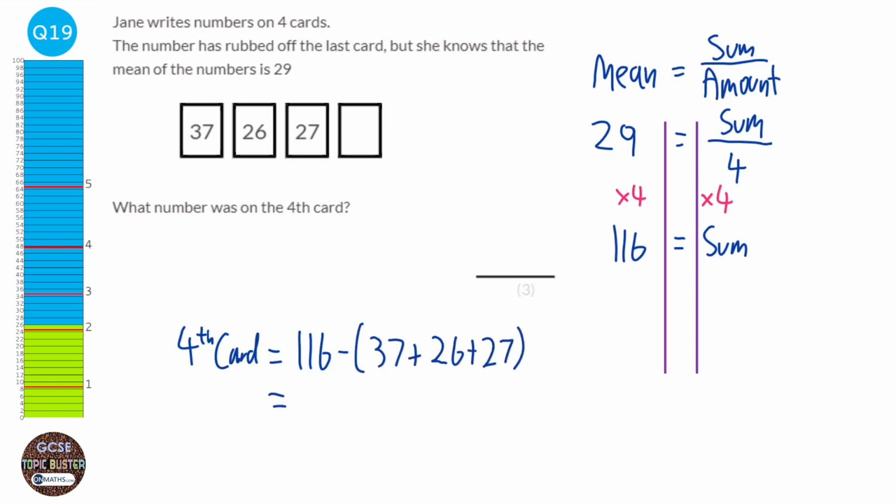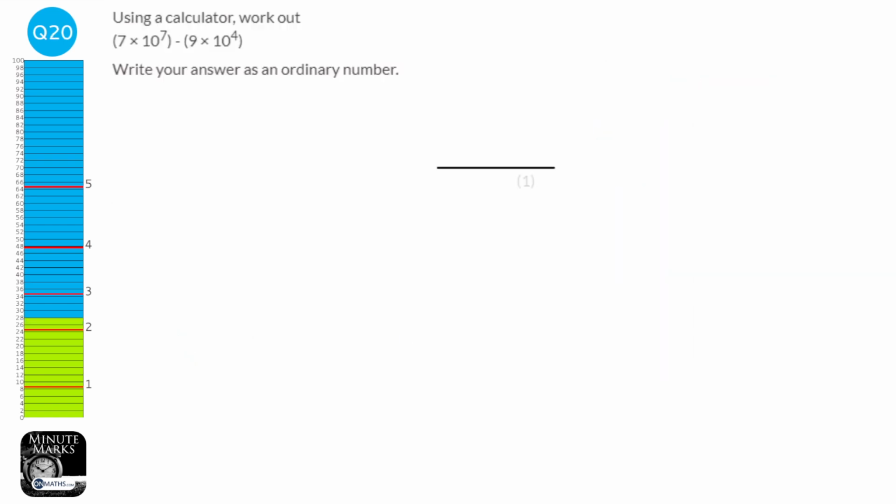And when we do that, we get the answer 26. Now you can easily check this by adding up 37, 26, 27 and 26 again, and then dividing it by 4, and you will get 29. So the only way of answering this question is to work out what these are as ordinary numbers.